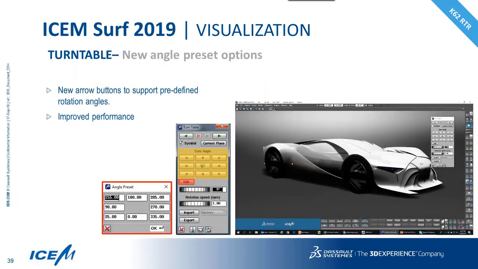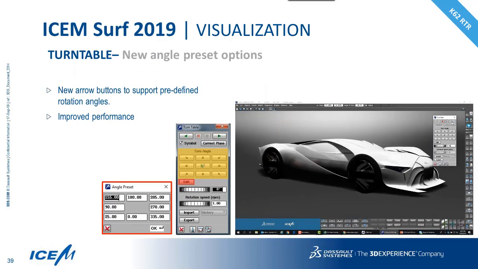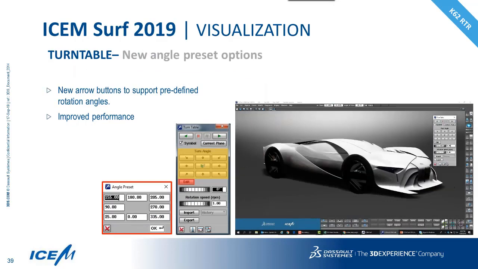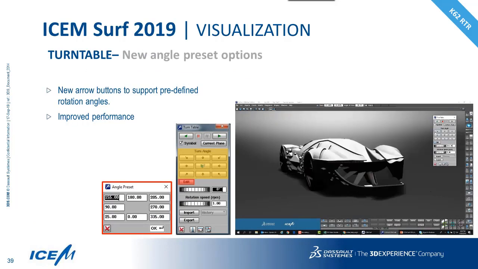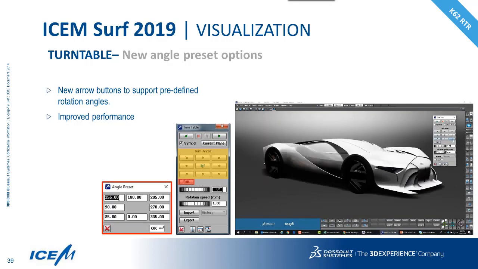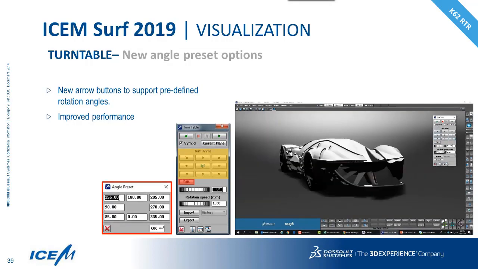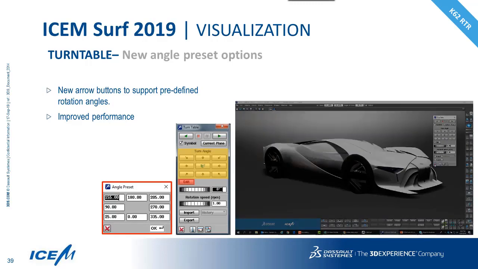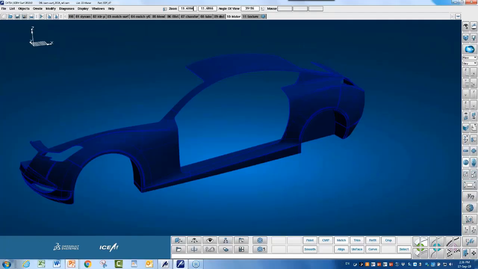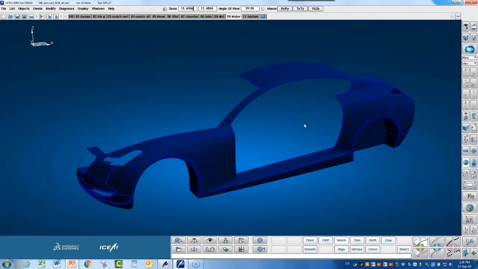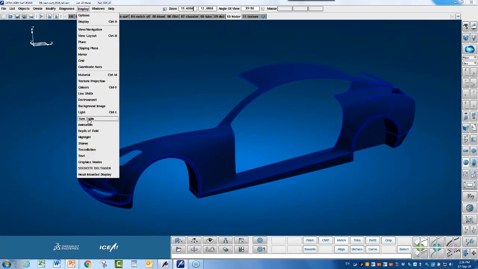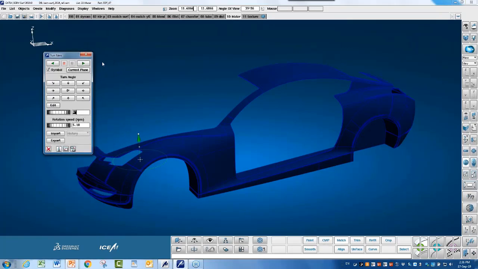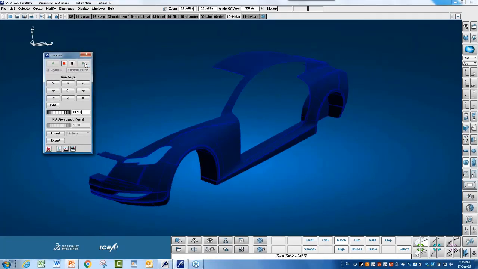Okay, turntable. For those of you that have turntable or use it a lot, we've really enhanced it. We've optimized it so it's much smoother. It works much more quickly. And we've added these preset locations of the turntable. Okay, so I'll just show you that. It's easy to do. So we go to display turntable. There it is. Okay, here's the new menu. So it's super smooth.